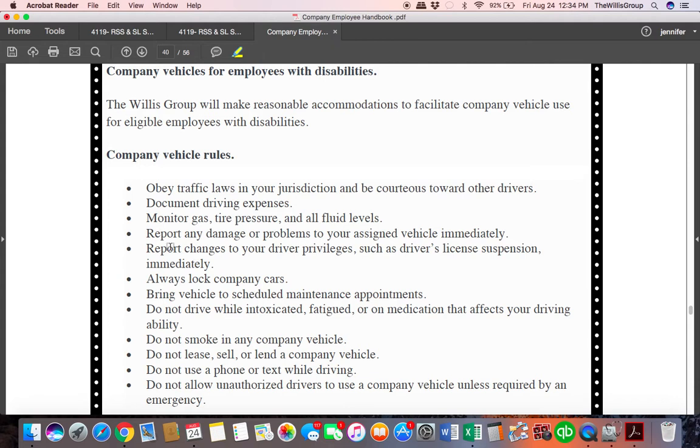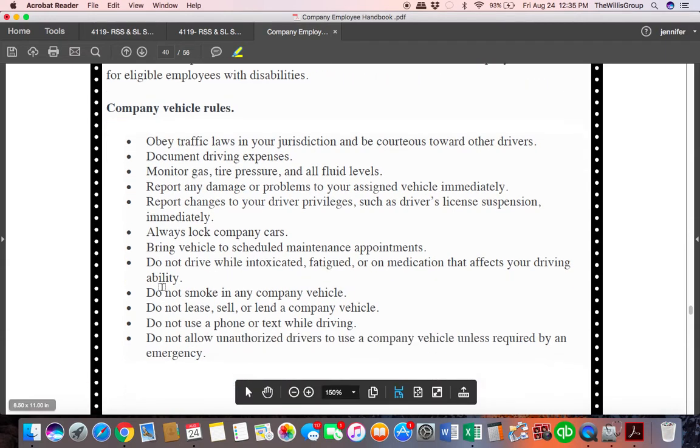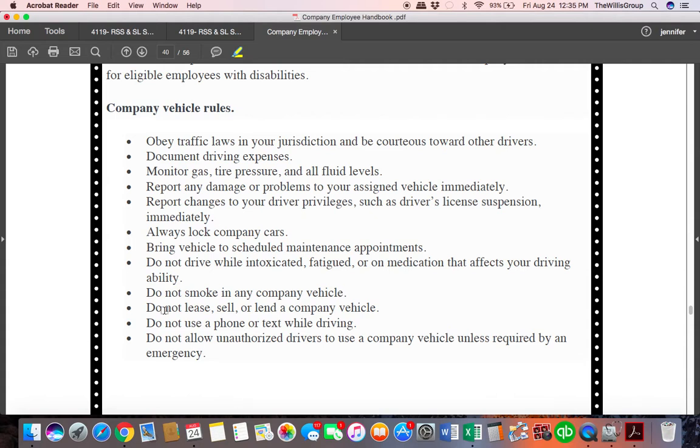Report changes to your driver's privilege, such as if your license becomes suspended, and do that immediately. Also, lock the car and bring the vehicle to scheduled maintenance appointments, and we're referencing oil changes and things like that. Typically, when we do oil changes, we have staff let the individuals accompany them, because that is a learning experience for them, and it shows them how to be active and independent in the community.